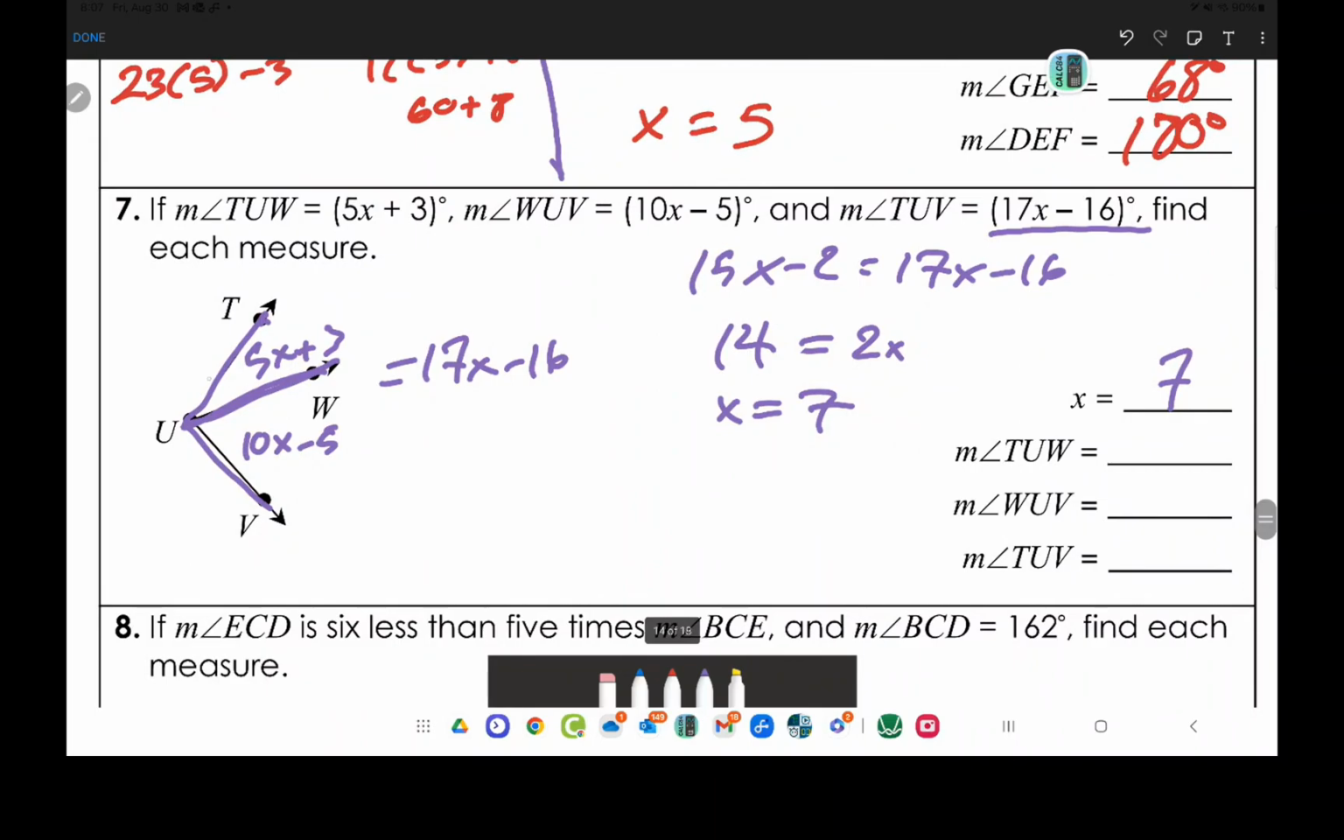So TUW is 5 times 7 plus 3, so 38. WUV is 10 times 7 minus 5, so 65. And if I add those two together, it'll be 103.